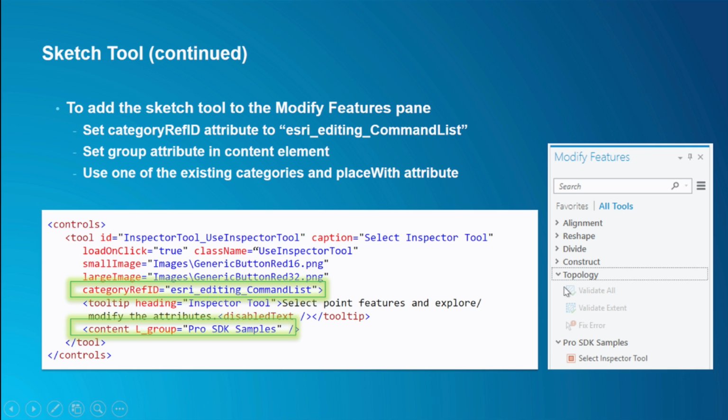By default, you're just being put into the collection right here. If you would like to give yourself a title, you add an XML element, content, L group, and you give it a title right there. You can also participate in the existing ones, so you just pick that title as part of your L group, and you can also associate, so rank order where you would like your tool to appear among the other tools. And for that, you use the place with attribute.